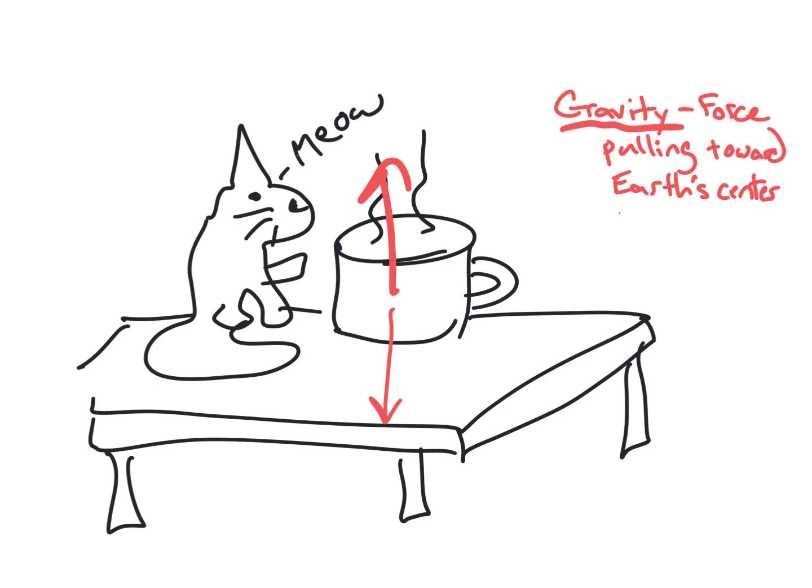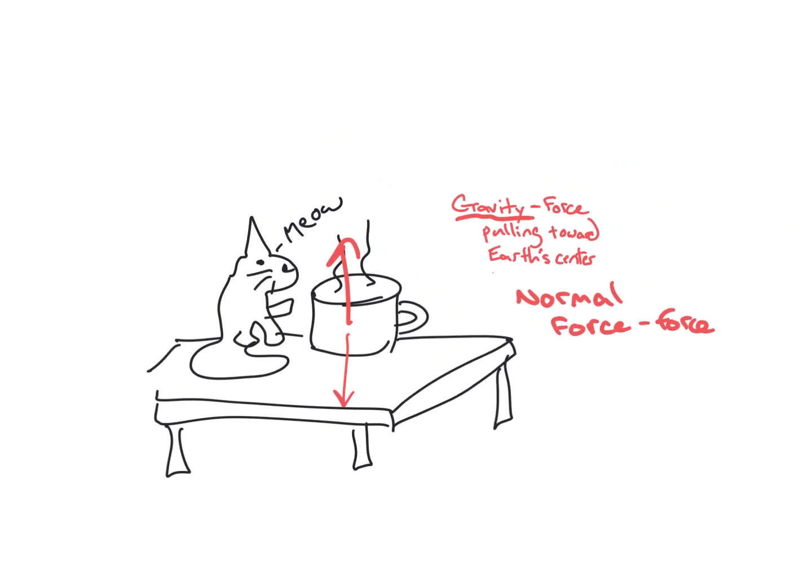And so we call the force that's balancing it, as it's sitting on a surface, a normal force. Normal just means perpendicular. So the normal force acts to push up from a surface in a perpendicular direction, so just kind of straight up from the surface. And so this is why this mug is balanced. And because it's balanced, there is no motion.